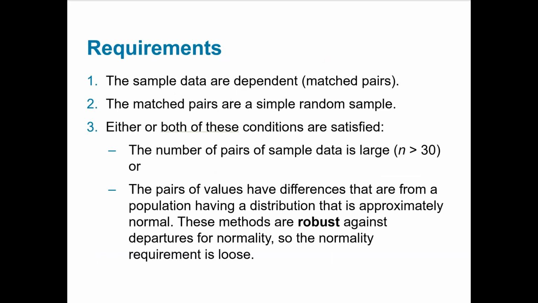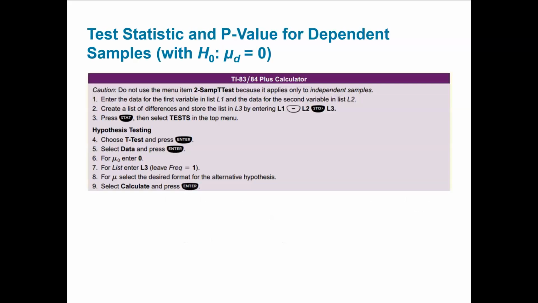So the requirements are that the sample data is a matched pair or dependent. They are simple random, and they're either significantly large, n over 30, or they're normal. So what we'll be doing is the null hypothesis is going to have the mu d, or difference mean, is 0. And this is really important. Right here, we're going to be doing this first.